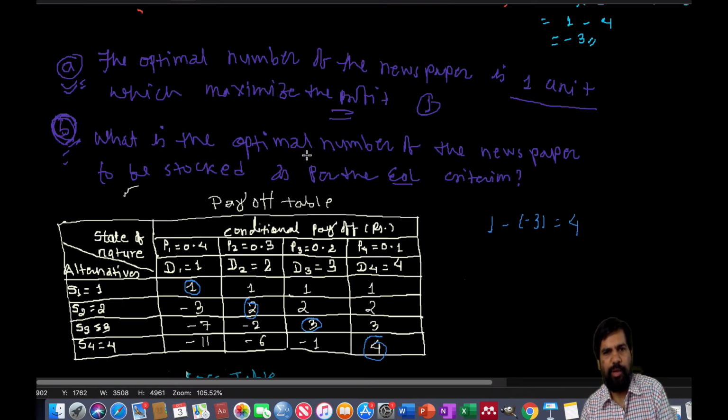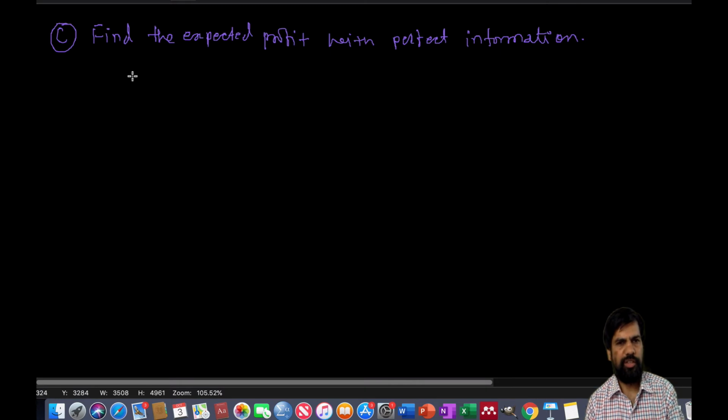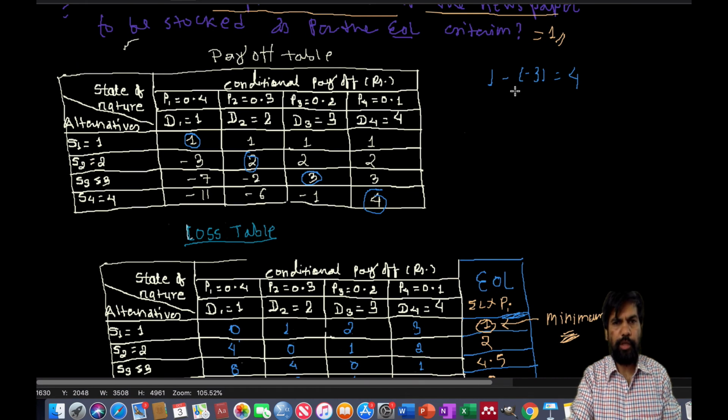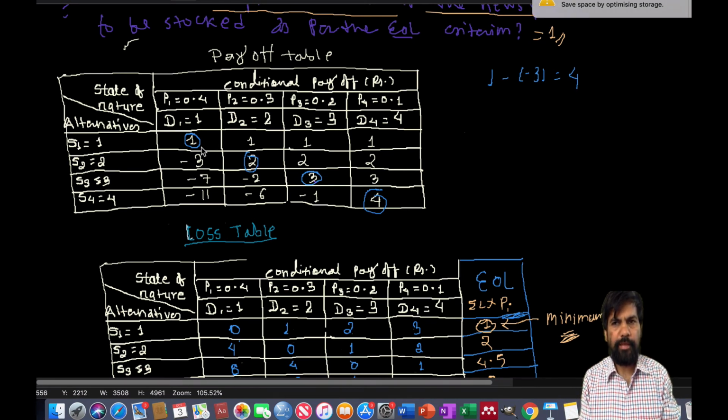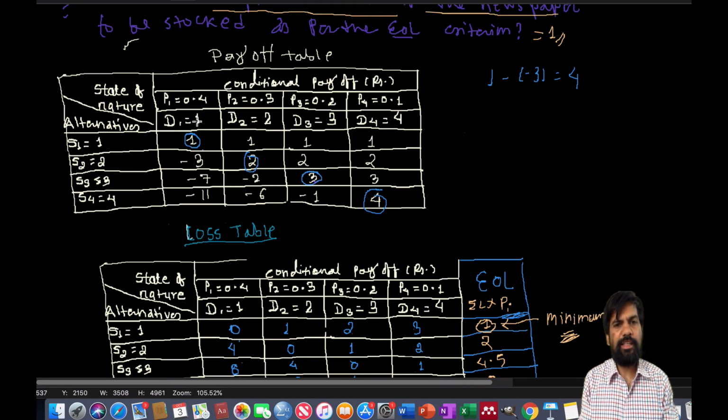So we can see what is the optimal number of newspapers to be stocked as per the expected opportunity loss method. The answer is that the optimal number of newspapers would be 1. Now our third question is to find the expected profit with perfect information. For that we go to the first payoff table and select the diagonal values 1, 2, 3 and 4, which we circle under the blue line. We need to multiply these diagonal values with the probabilities.